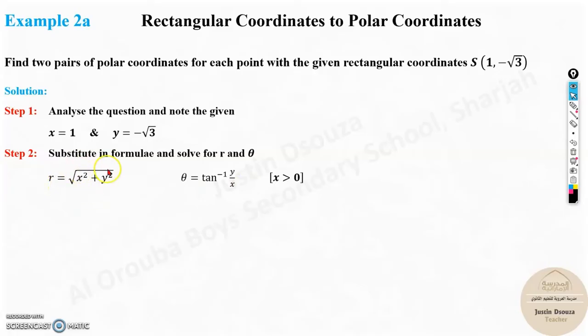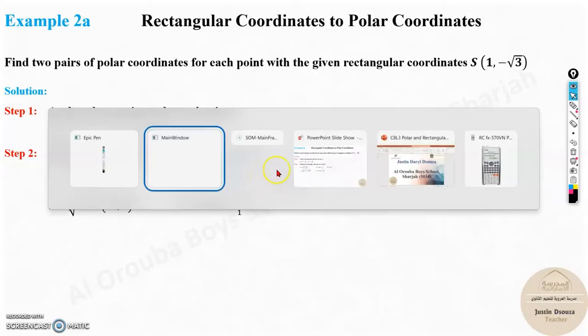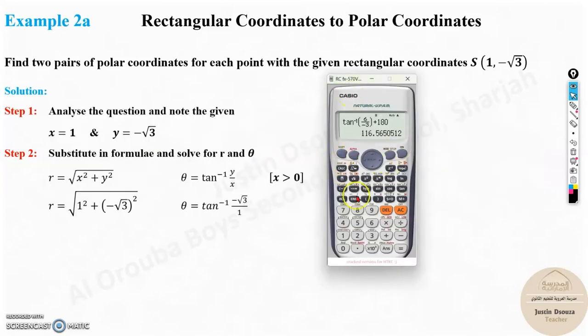It is r equals root of x square plus y square, and theta is tan inverse y by x. All you need to do is substitute over here and solve. Look over here, x is greater than 0, so it's just this much. Don't add 180. Now let's solve it over here.